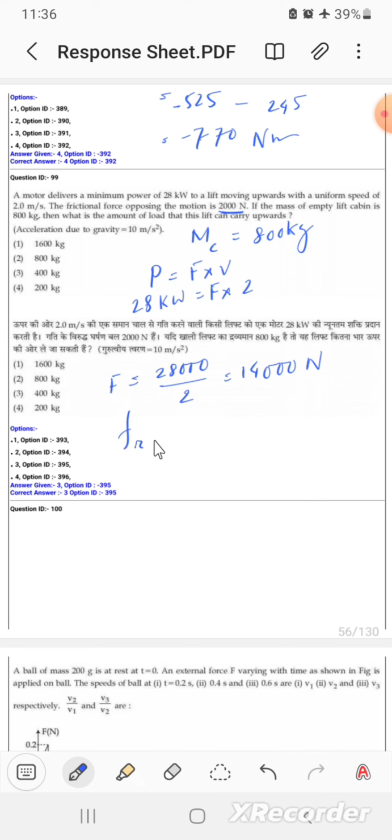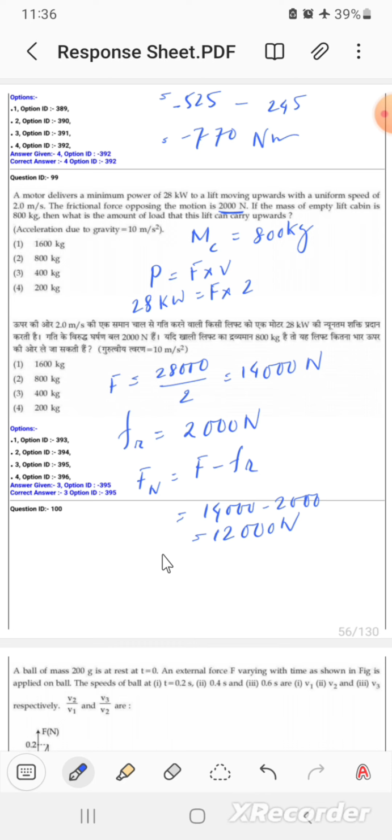So here the frictional force is not helping us, it is reducing our total force, and the amount of friction is 2000 Newton. So F effective or F net will become F minus Fr. F is 14,000 minus 2000, which becomes 12,000 Newton. That is the effective or net force in the upward direction. We also know force equals mass into gravitational acceleration. So here we are getting 12,000 Newton, and mass we have to find out.